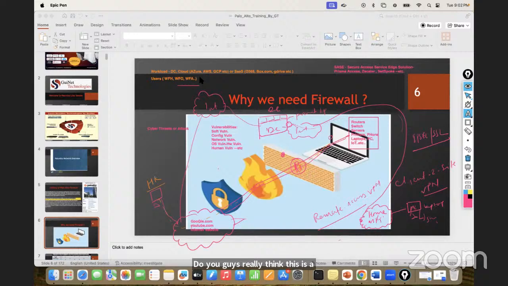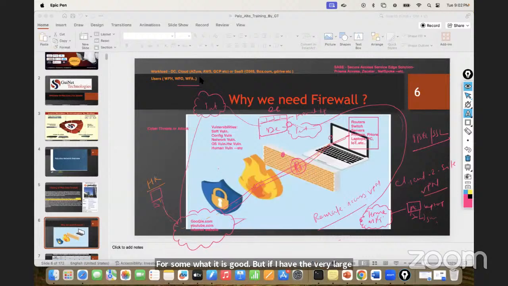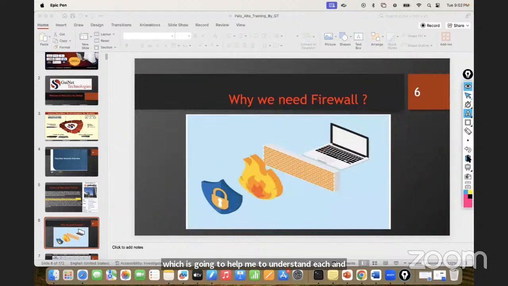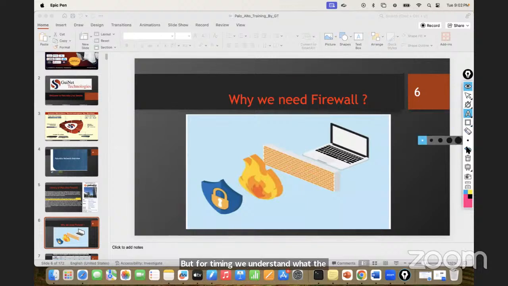For some cases it is good, but if I have a very large company distributed across the globe, with multiple DCs, multiple applications, thousands of applications, and I have to reach them globally, then I believe it is not a good solution to make VPNs everywhere. I need a global solution which is going to help me understand everything. We'll discuss how it happens with the help of SASE at a later stage. But for the time being, we understand the firewalls. I believe everyone is clear about that. Any doubt till here? Anyone have any doubt?